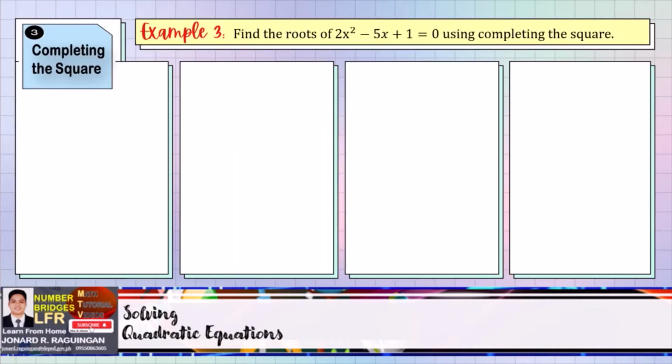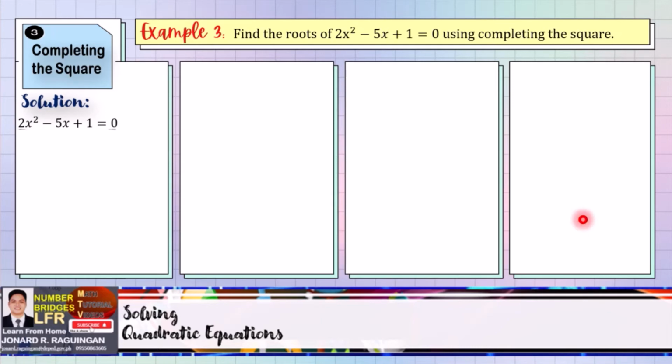Another way of solving quadratic equations is by completing the square. Let's have an example. Find the roots of 2x squared minus 5x plus 1 is equal to 0 using completing the square. The given equation is 2x squared minus 5x plus 1 is equal to 0. We need to divide both sides of the equation by 2 in order for the numerical coefficient of the quadratic term to be equal to 1.